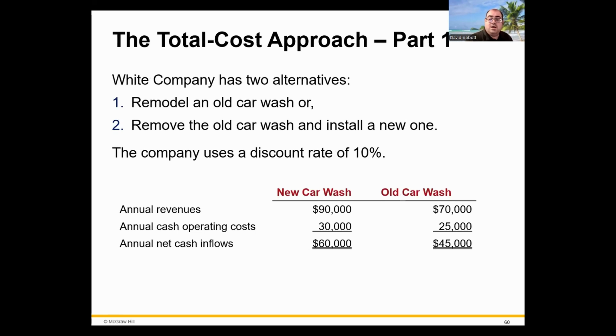And so one way we can look at it is something called the total cost approach. And so if we assume that White Company has two alternatives, they can remodel an old car wash, or they can remove the old car wash and just go ahead and build a brand new one. And the company uses a discount rate of 10%. The net annual cash inflows are 60,000 for a new car wash or 45,000 for the old car wash.